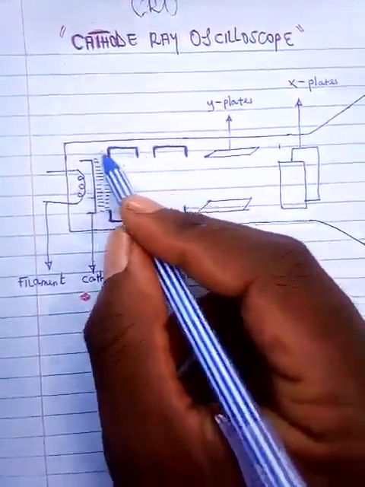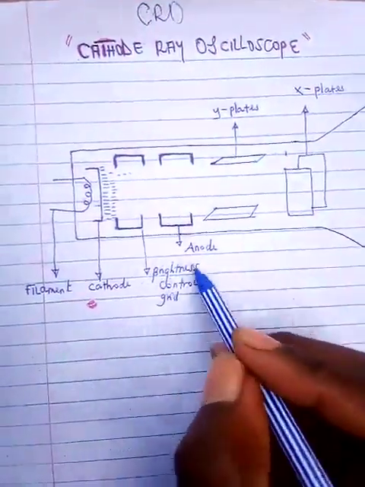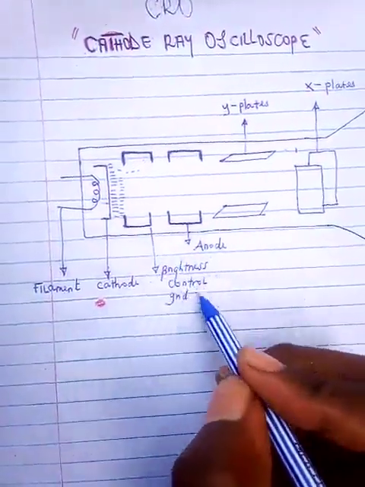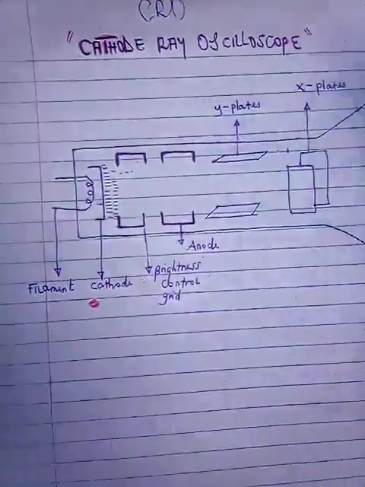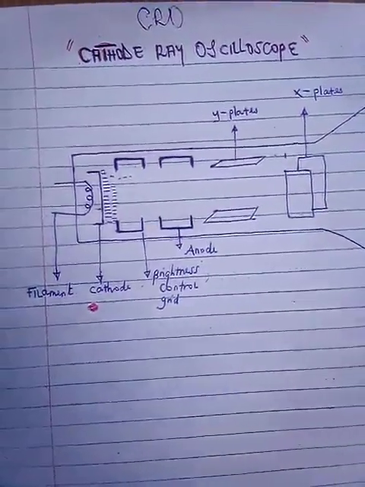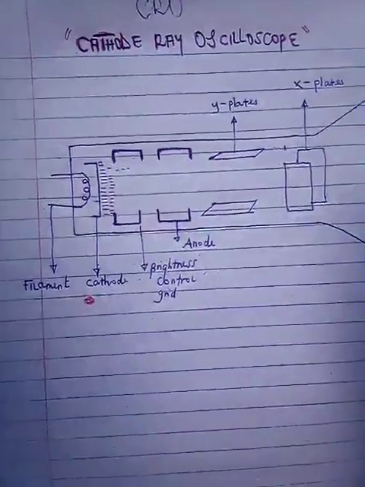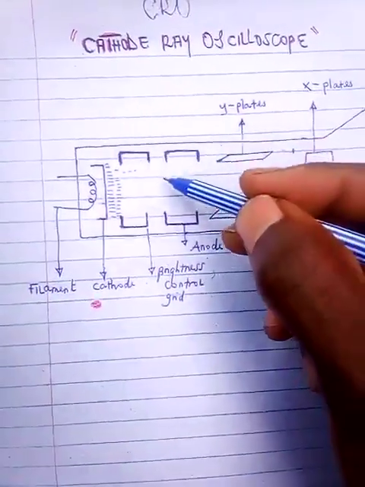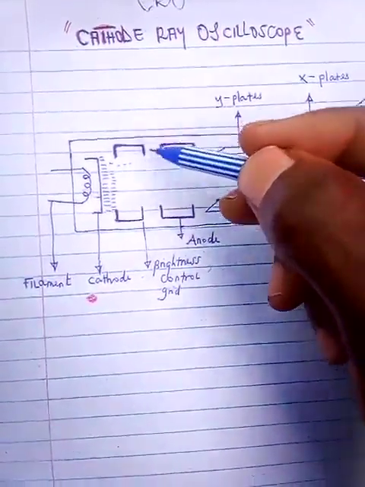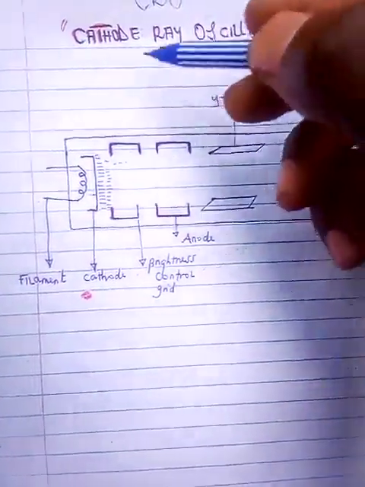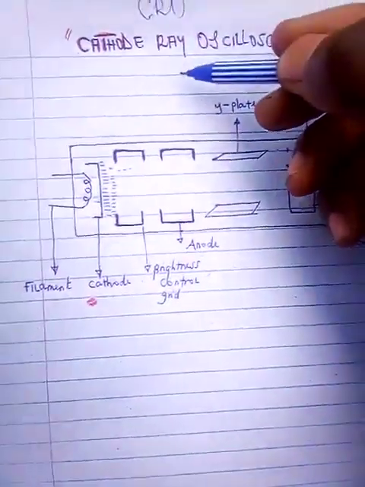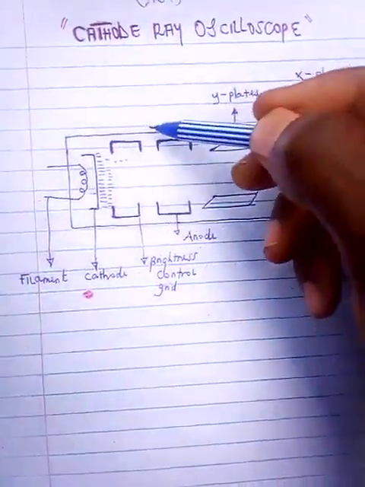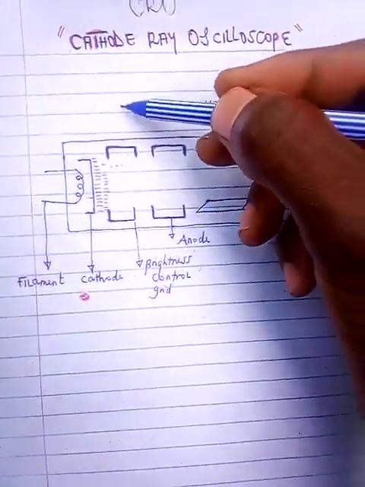Now, one thing that you need to know is that the brightness control grid is always supplied with a negative voltage. In other words, the brightness control grid is negatively charged, and its negativity can be varied. When I say that its negativity can be varied, I mean that its negativity can either be increased or reduced.